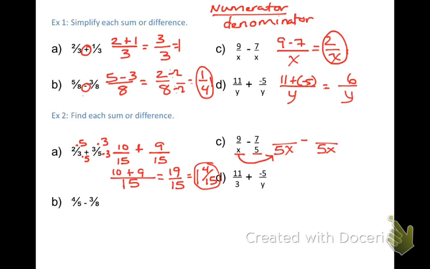So on the first one, what do I multiply x by to get 5x? I multiply x by 5 to get 5x. If I multiply the bottom by 5, I need to multiply the top. So 9 times 5 is 45.